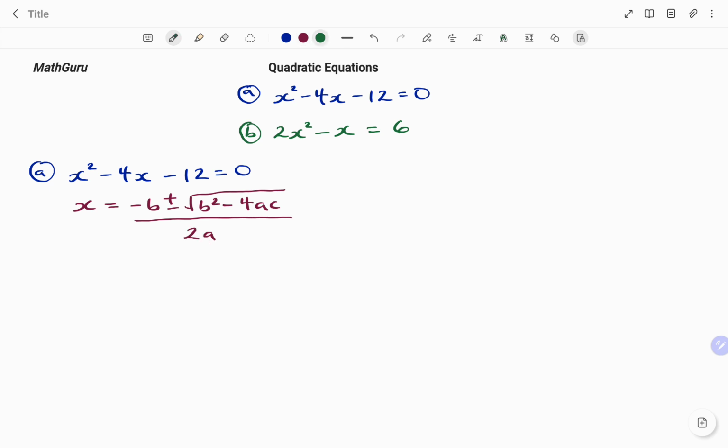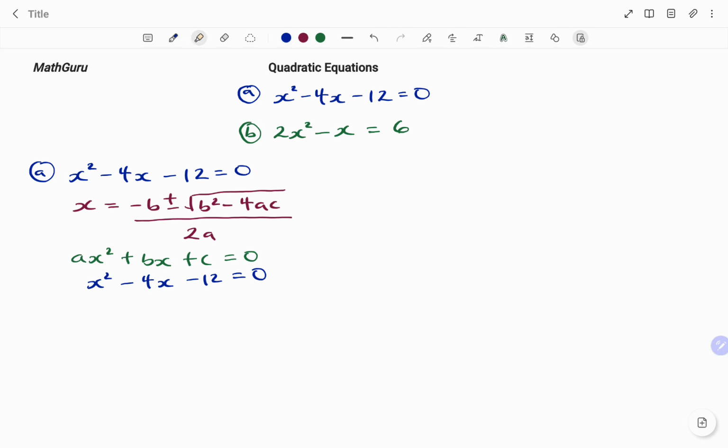To find the values of a, b, c, I'll start by stating the standard quadratic equation, which is ax squared plus bx plus c equals 0. If I relate the standard equation with the formula, I'm going to write the question again. Under that, I have x squared minus 4x minus 12 equals 0.